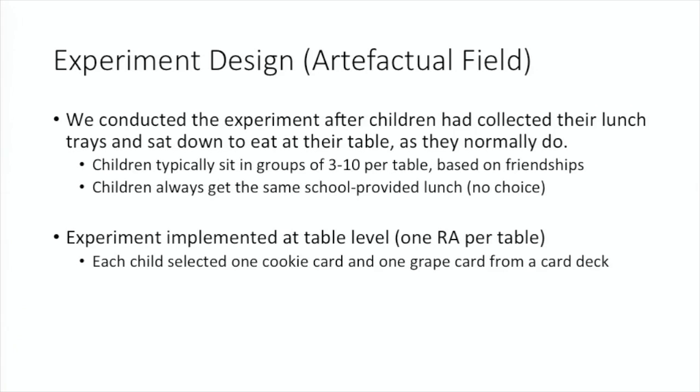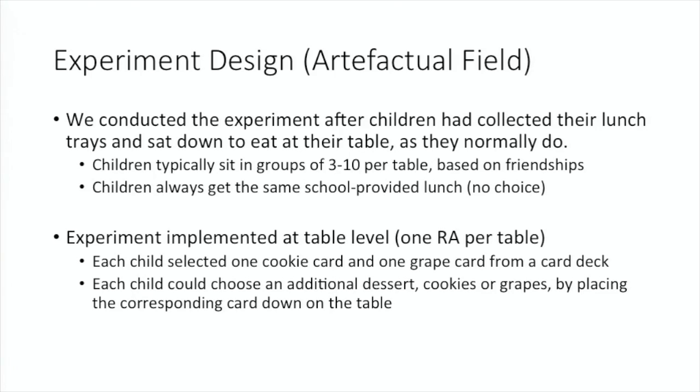So we have cards. We have cookie cards and we have grape cards. And cookie cards are one color and grape cards are another color. From a card deck, each child is going to select a cookie card and a grape card. And they're going to get to choose an additional dessert, either cookies or grapes, by placing the card that they prefer down on the table. So they play the card of the dessert that they like, and then as soon as everybody is done, the RA comes back around and hands out all of the desserts.